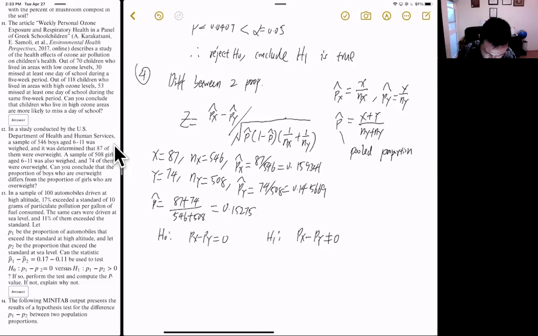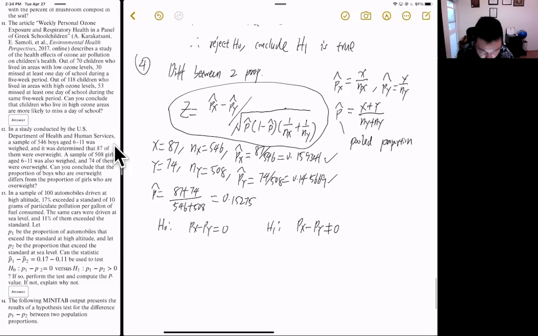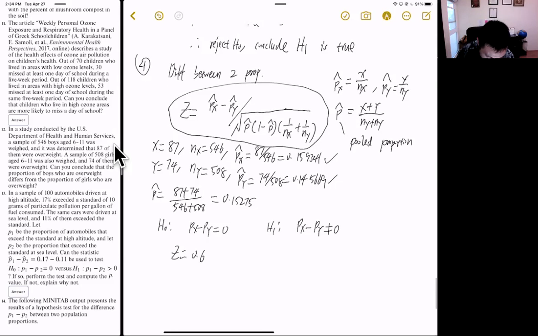Then we plug the numbers into the equation for z. I will just skip the details, it's very straightforward. So calculate the z-score. Z is 0.62, not a very high z. Then we calculate the p-value. Because the alternative hypothesis H1 is in the form of not equal, the p-value will be the sum of two tails on the right and the left.